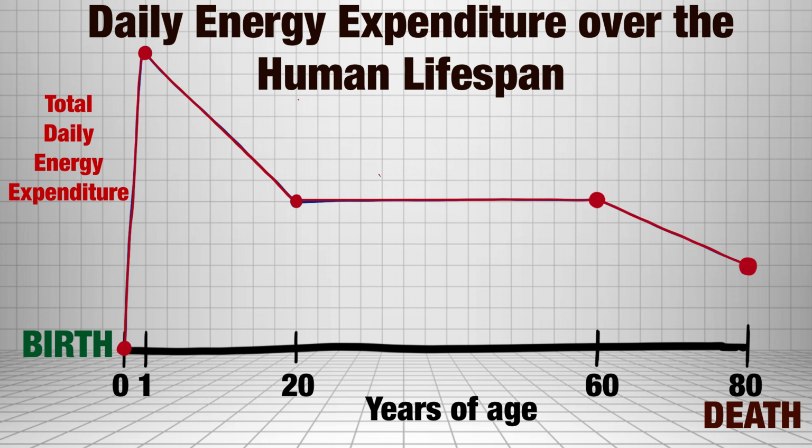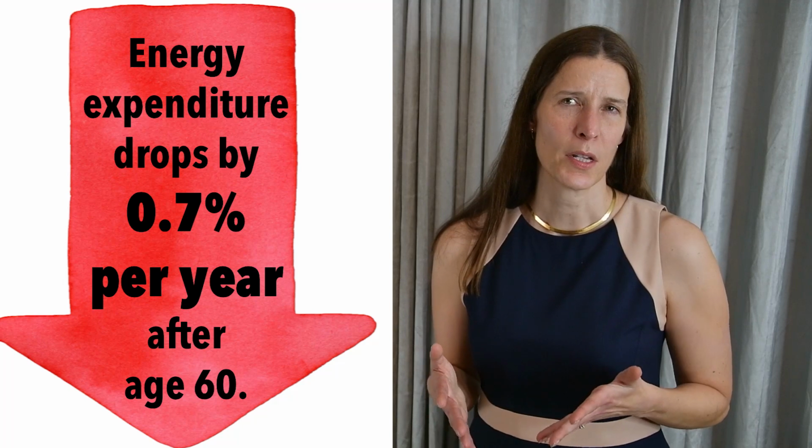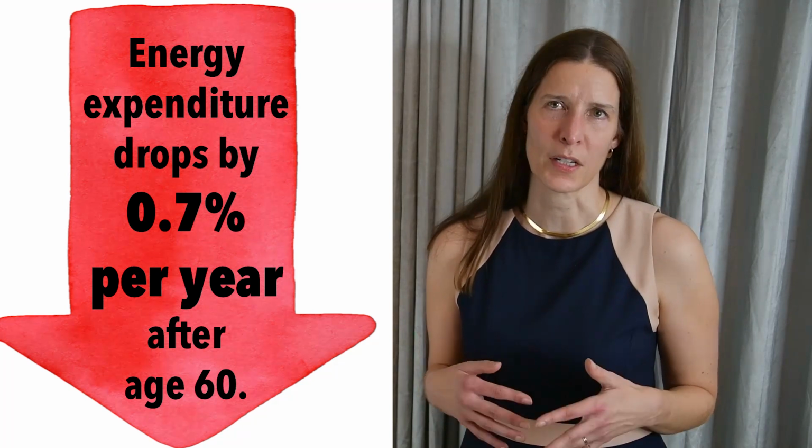Then, from age 1 to age 20, your daily energy expenditure slowly drops. From this age on, daily energy expenditure holds steady until age 60. At this point, energy expenditure begins to slowly decline by approximately 0.7% each year until the end of life.